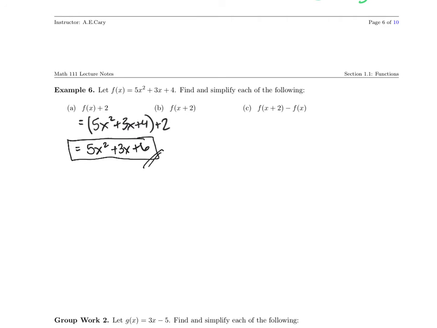Yay! That was kind of it. So let's try that with part B. First, I am going to separate these sections. Ooh, that's real squiggly. Okay, so for part B, that's f of x plus 2.